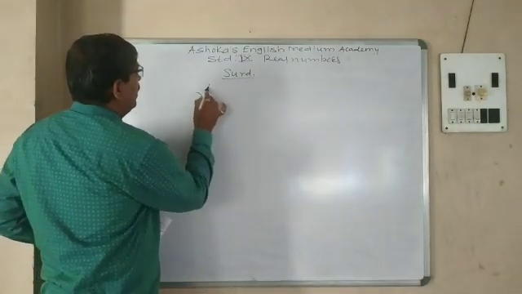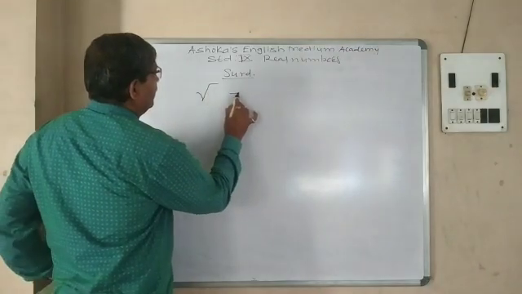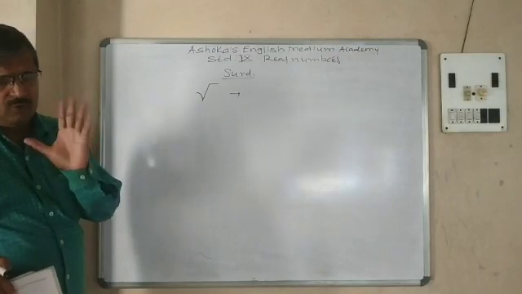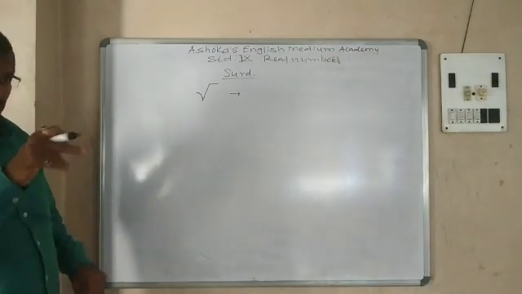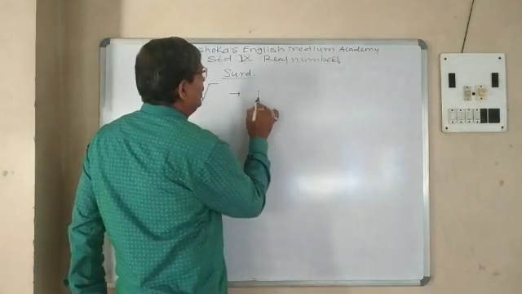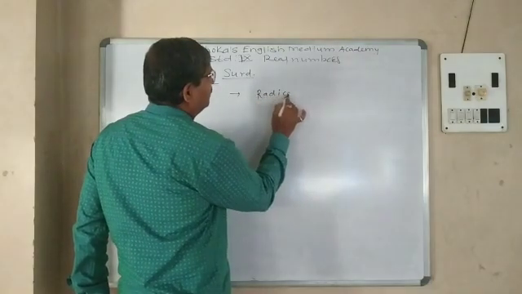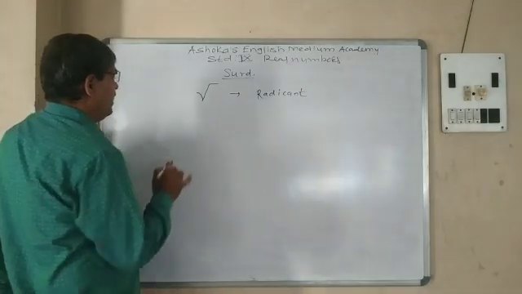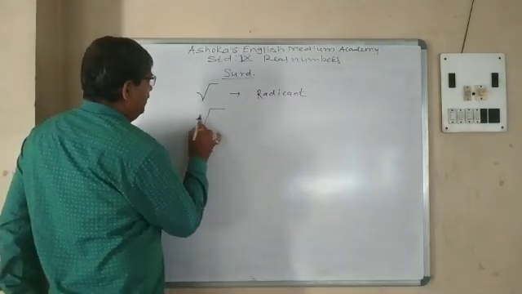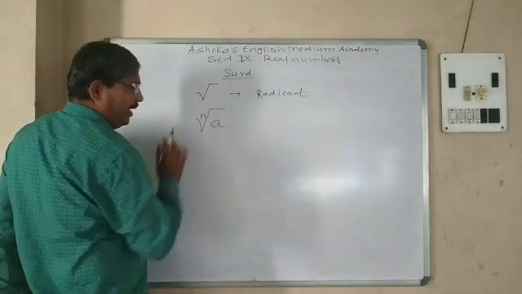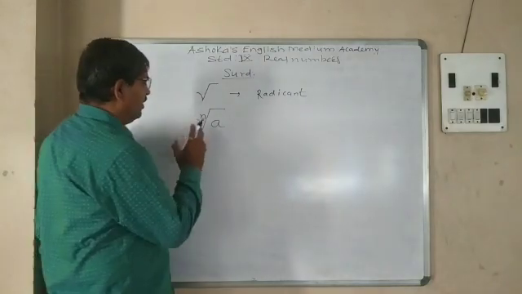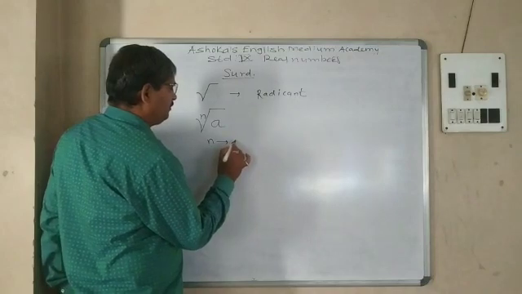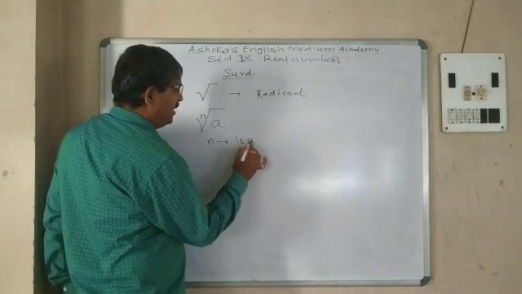Now here, you are familiar with this sign. This is called a root sign, square root sign. But here we will call it radicand. What will you call it? Radicand. This is the radicand for a surd. Then here n under root a. This is a surd. n is a natural number.